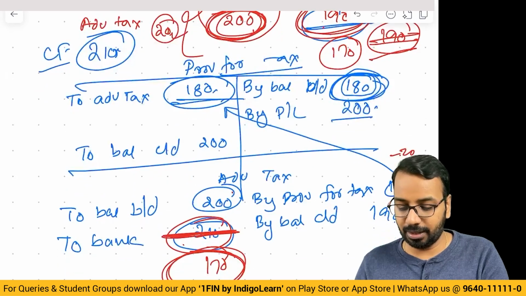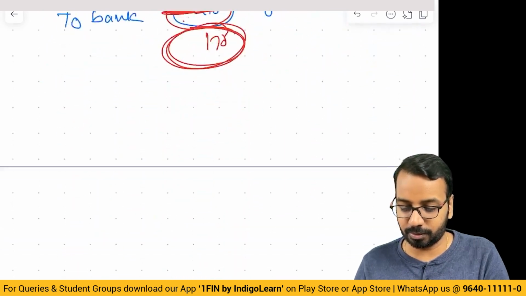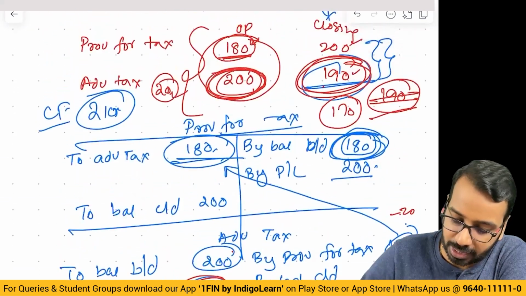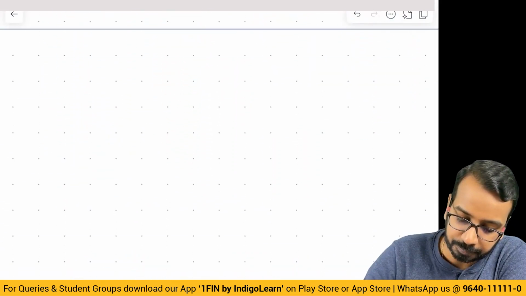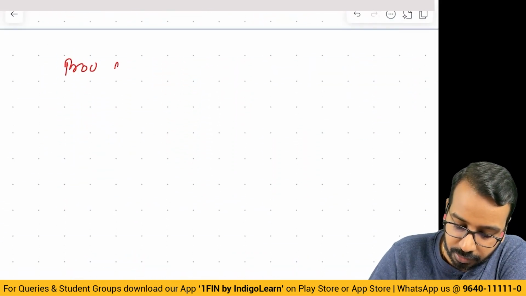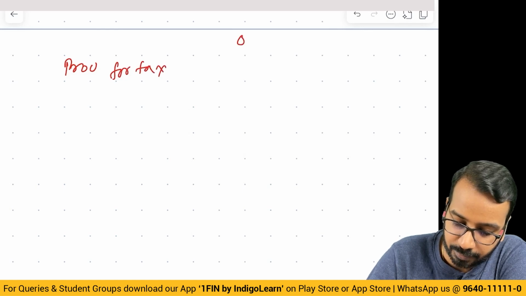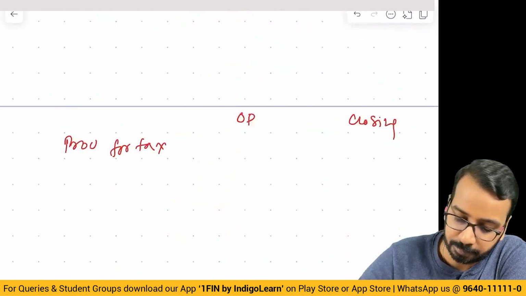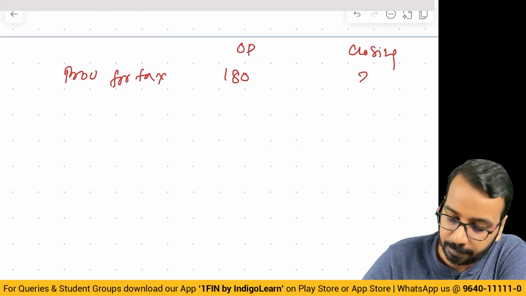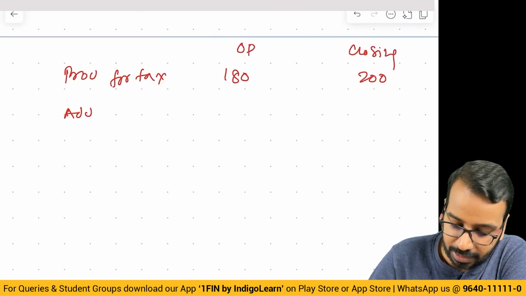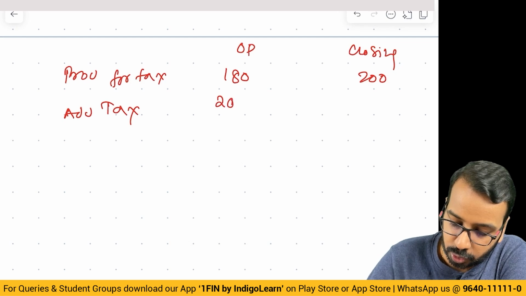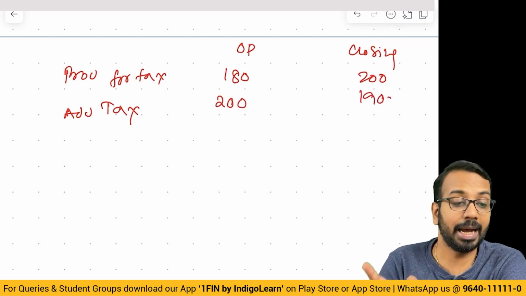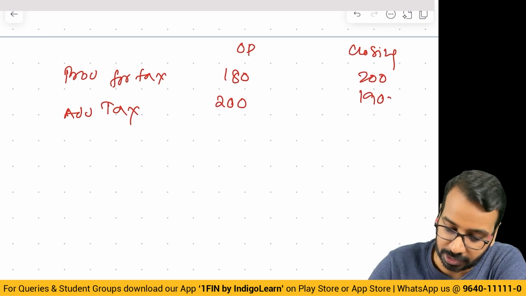Okay, I am repeating again. Sorry for my error in calculation. You can also get confused. So I am repeating this example once again. Provision for tax, opening, closing, 180, 200, advance tax 200, 190. Okay, this is what we have taken, right? I did a calculation mistake, so I am doing it once again.